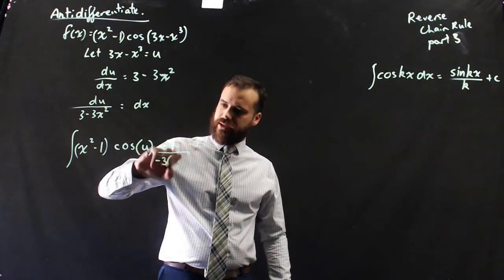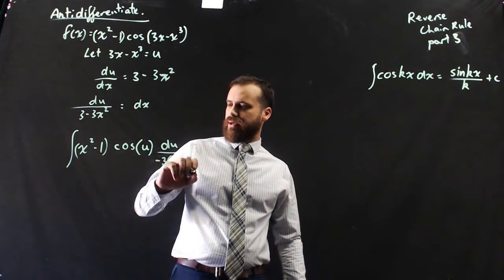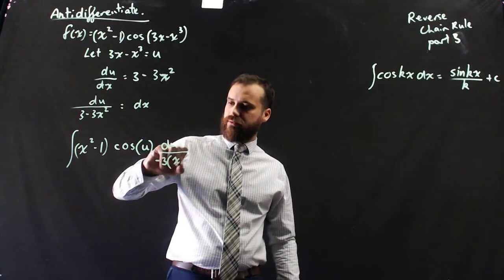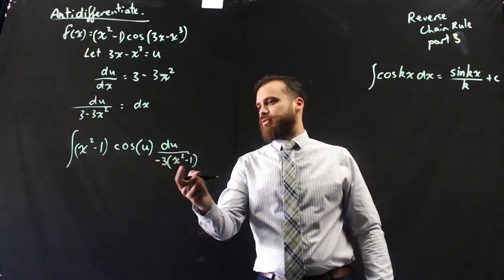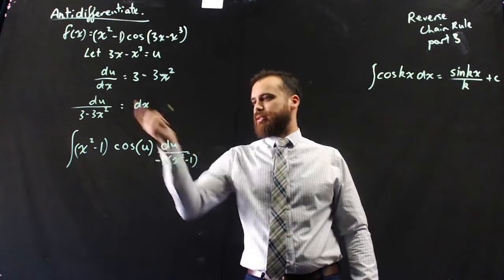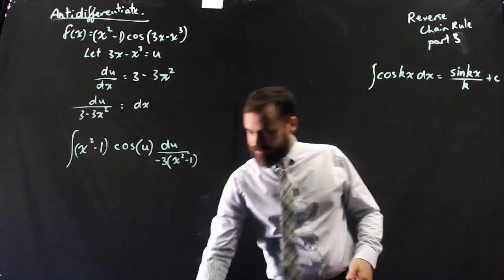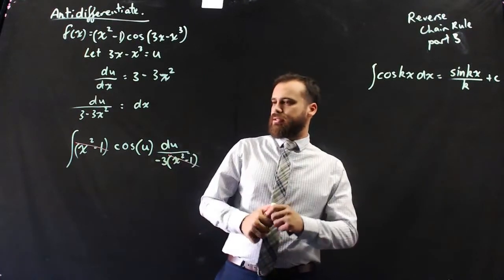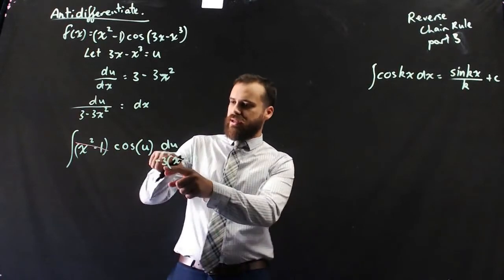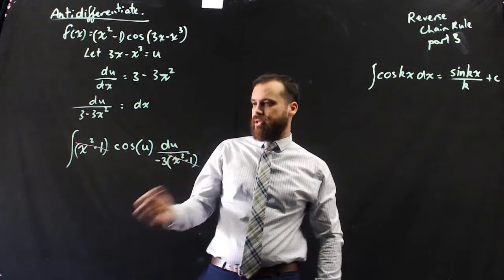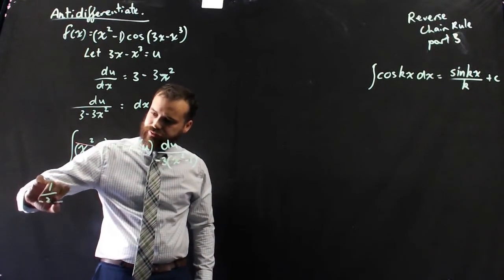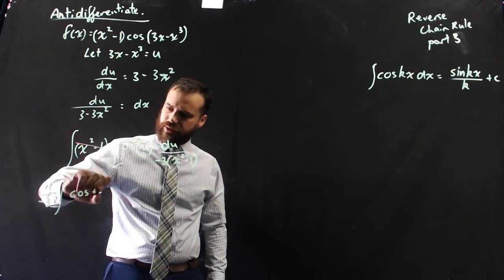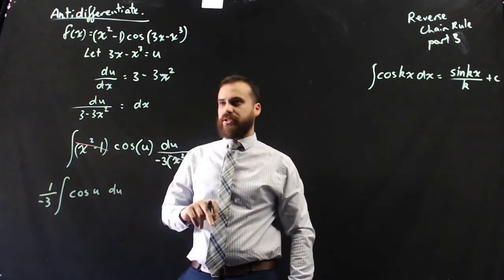I'm going to end up with that, x² − 1, because that's negative 3x², positive 3, that's the same as that there. And if I end up with that, I can cancel these out. So now, I have this negative 3 here, which is like 1 over negative 3, so I can bring that up way out the front here. And now I'm just left with cos u with respect to u.